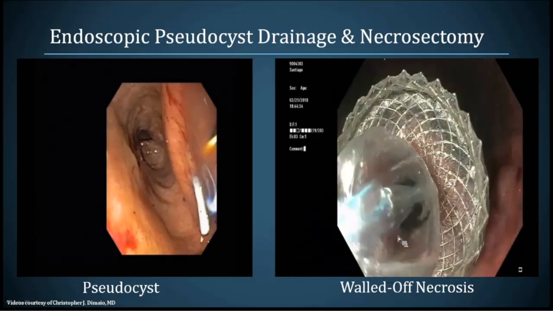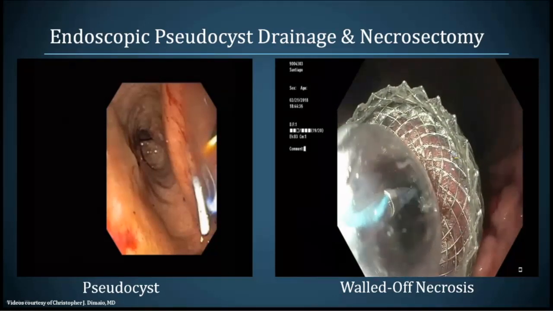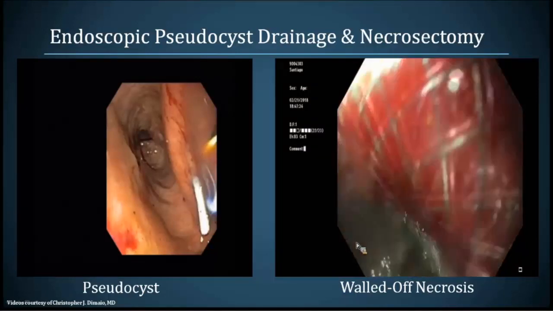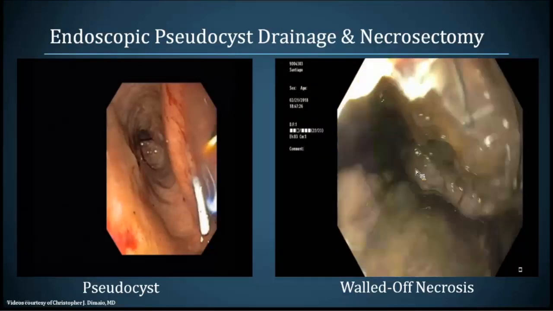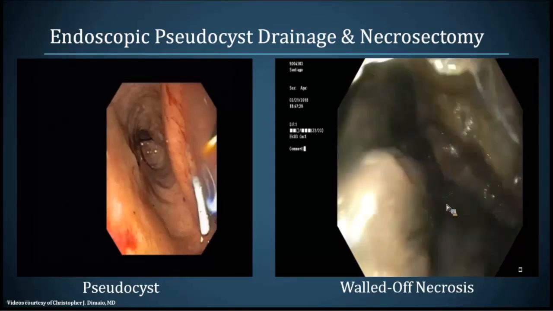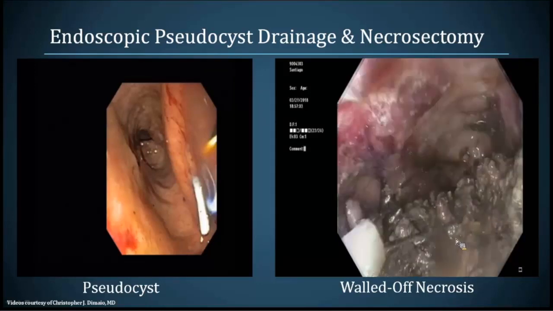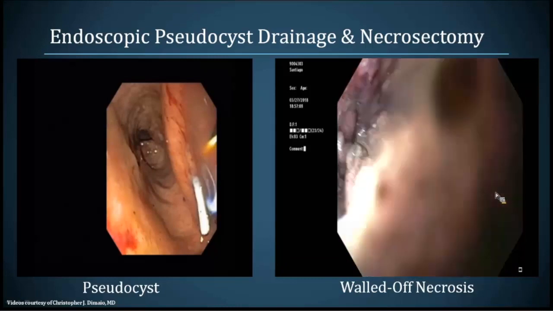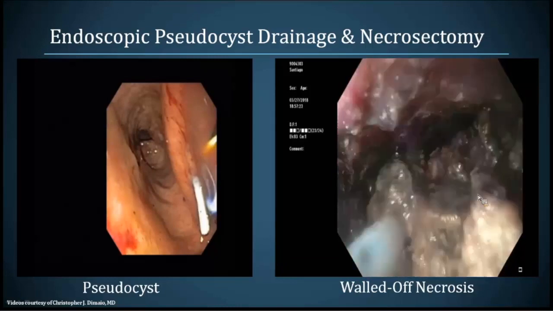So in the cyst itself, this is the stent over here. We're dilating up this tract. And as you go inside, you can actually see all this dead tissue all the way throughout. And so then you have to do necrosectomy and actually pull the stuff out. So we're using our typical tools like Rothnets, forceps, snares, baskets.